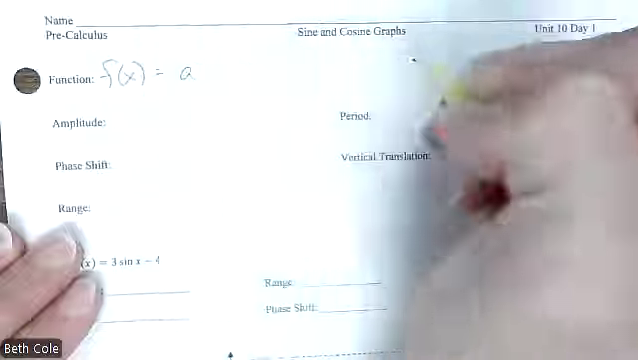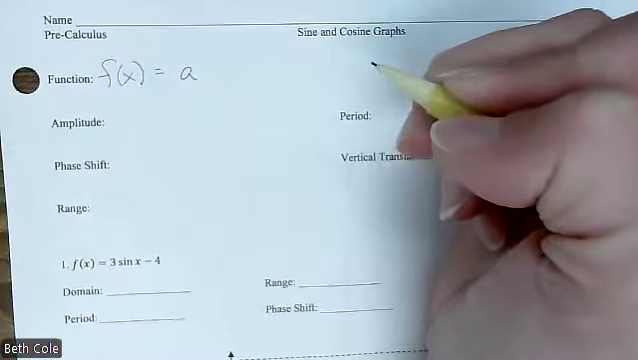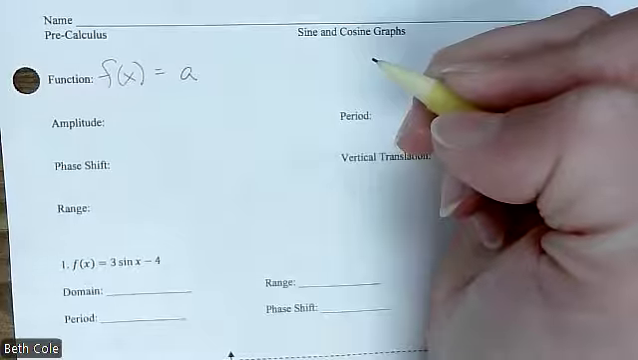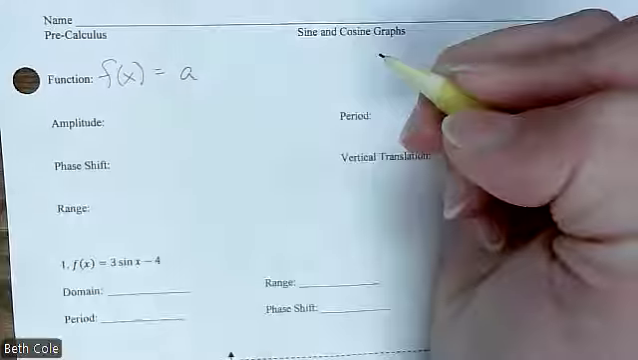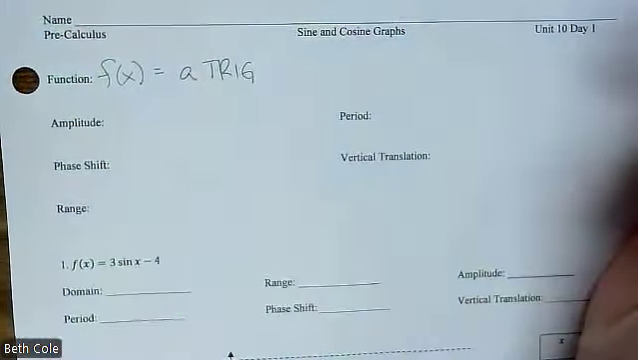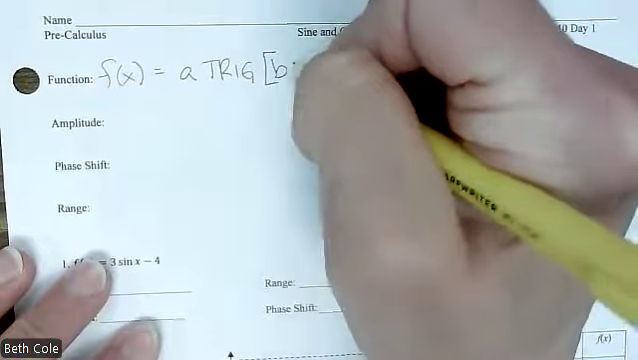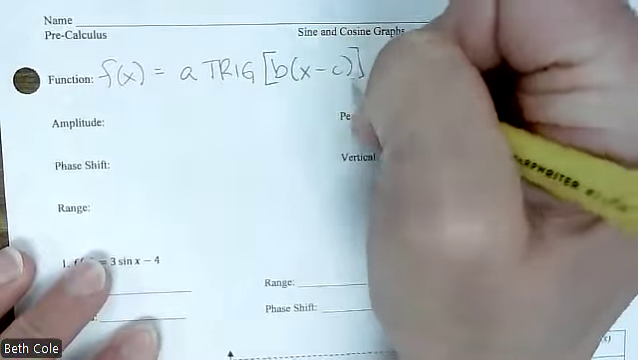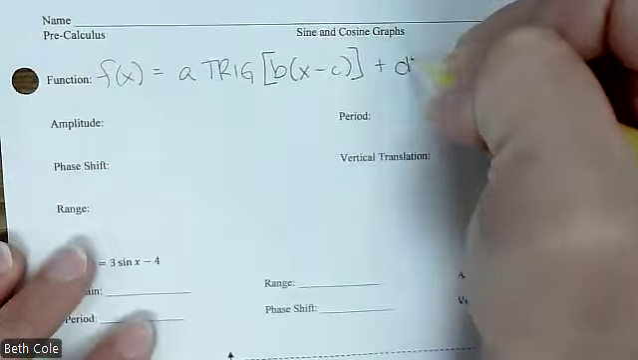All right, so function, we're going to have f of x equals a, and then what would come after the a would be either sine, cosine, tangent, cosecant, secant, cotangent. But it's any of the 6. So to write it in general, I'm just going to write trig. Do you get what I'm saying, though? It could be any one of them. I'm writing the general version of this. All right, bracket, b parenthesis, x minus c, and then plus d. So you have an a, b, c, and d.